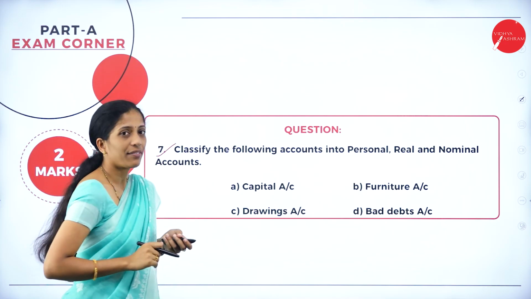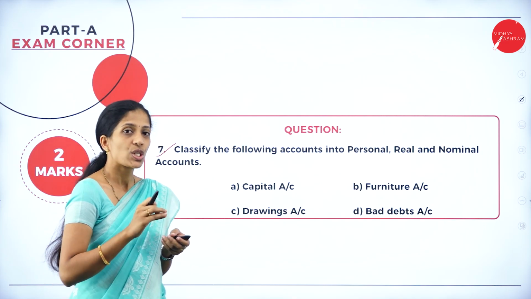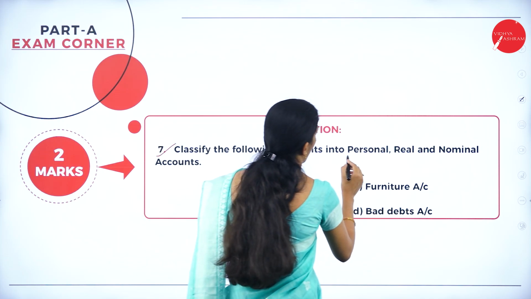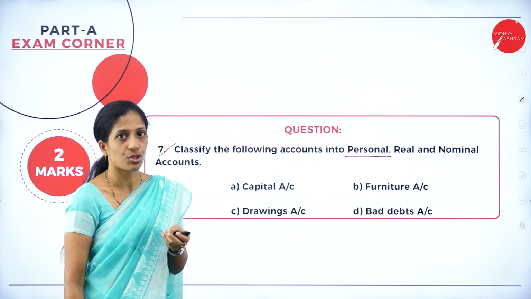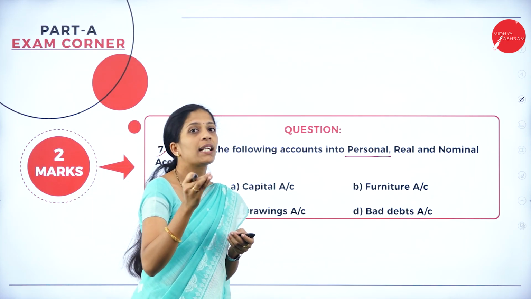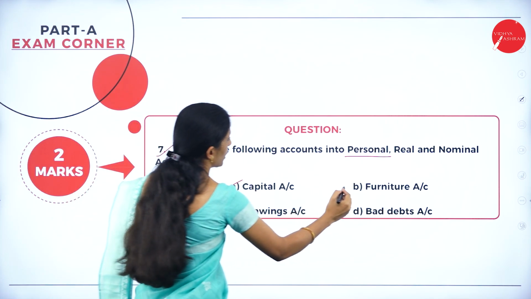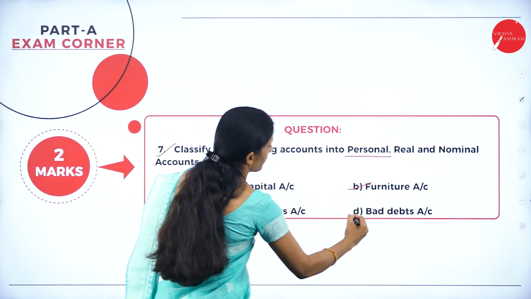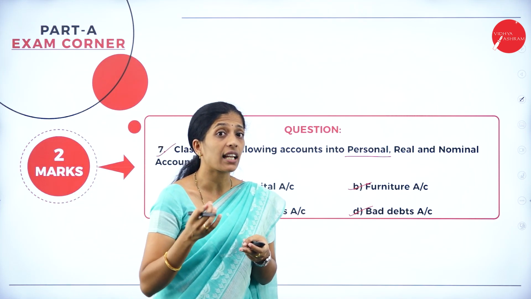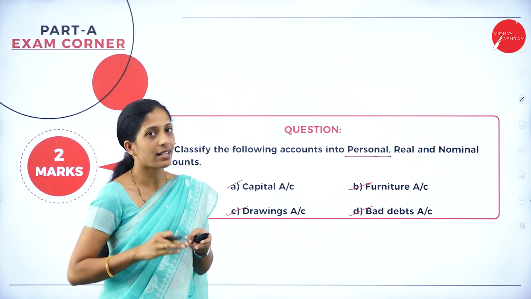Next, 7th question they have asked. Classify the following accounts into personal, real and nominal account. We have discussed what personal account, real account and nominal account are. Personal account is all related to persons and institutions. Real account is related to properties and nominal account is all related to income as well as expense. In your previous question paper, they have given 4 items: capital account, furniture account, drawings account and bad debts account. They are asking us to classify whether each is a personal account, a real account or a nominal account.